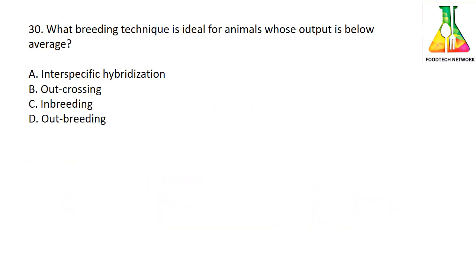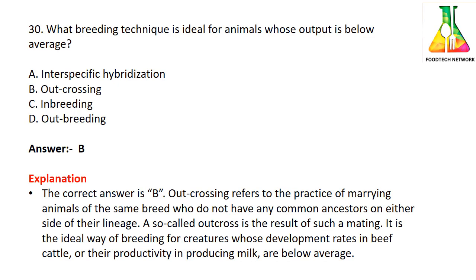So, last, number 30. What breeding technique is ideal for animals whose output is below average? Option A, interspecific hybridization. Option B, outcrossing. Option C, inbreeding. Option D, outbreeding. So the right answer is B, that is outcrossing.